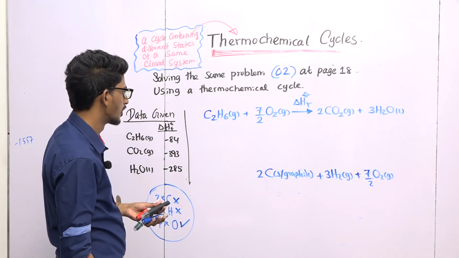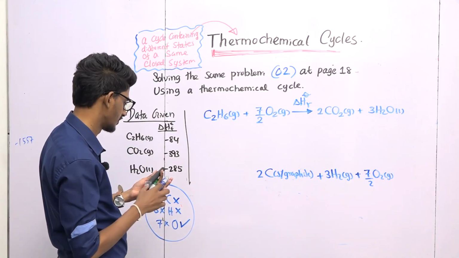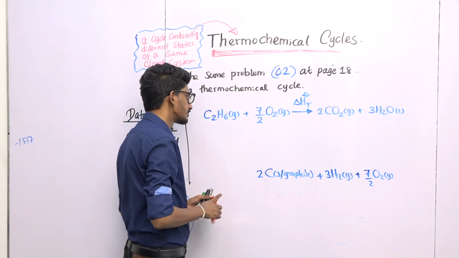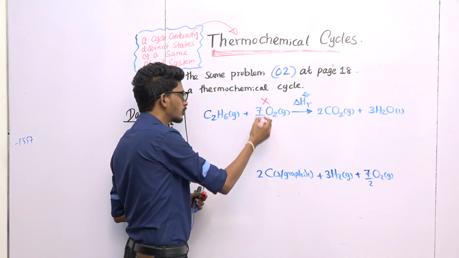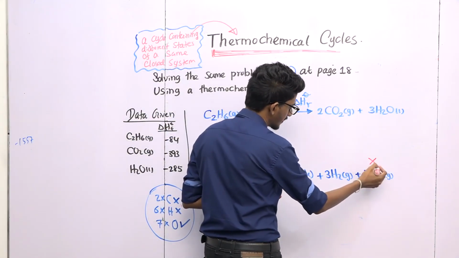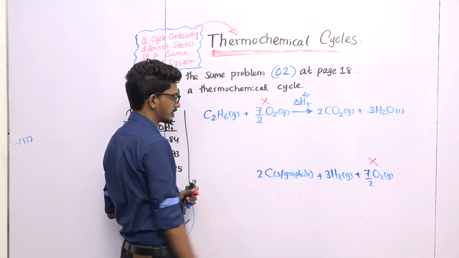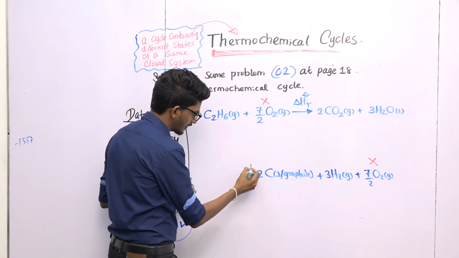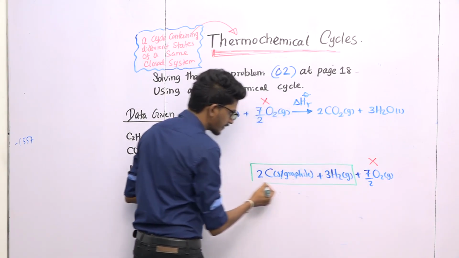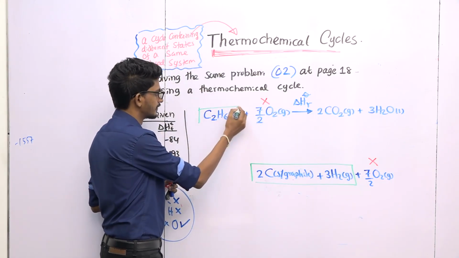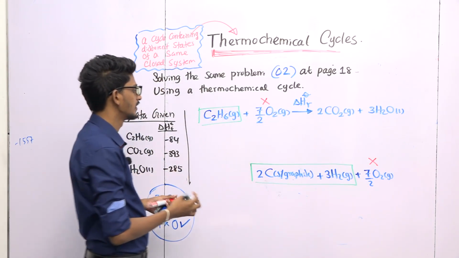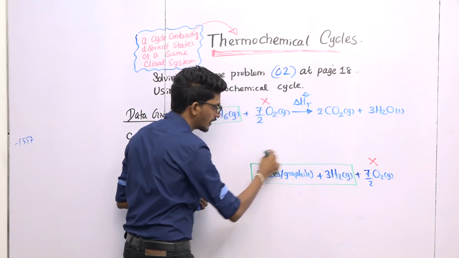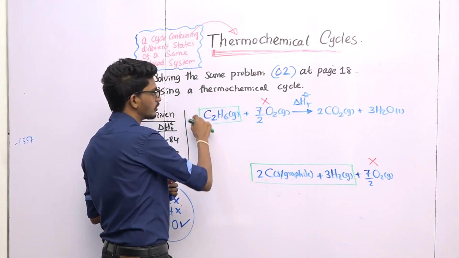For that, you need to identify the unchanged species. The species not changed between the 2 states. The 7/2 O2 won't change when converting this to this or this to this. So the change here is actually converting these 2 to here. If you can convert these 2 to here, this whole intermediate state will convert to this whole state, right?